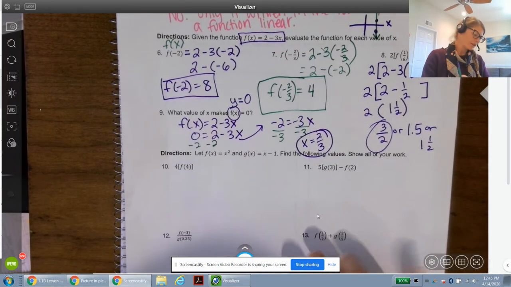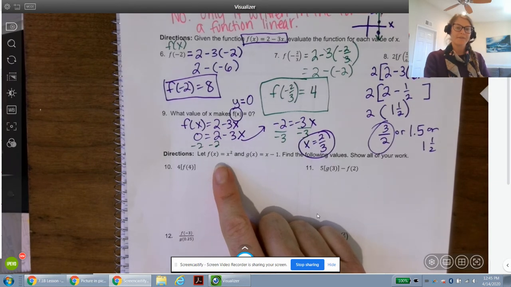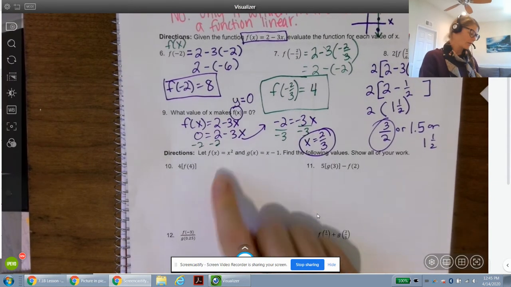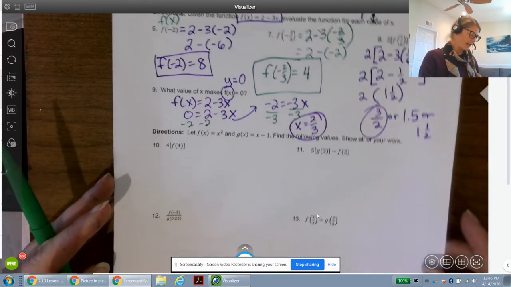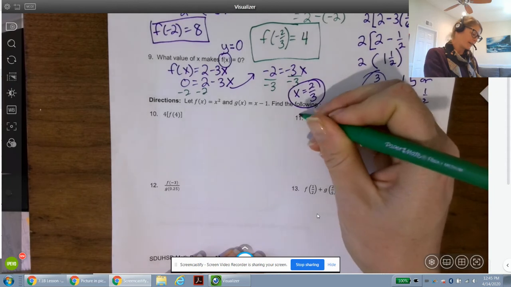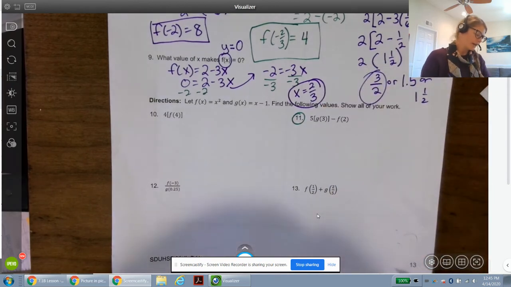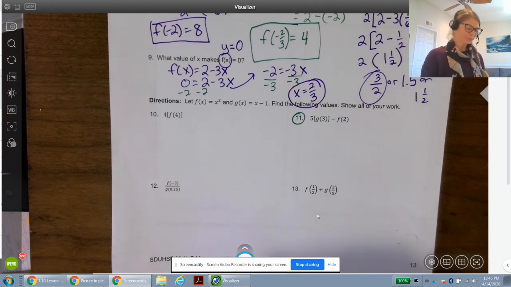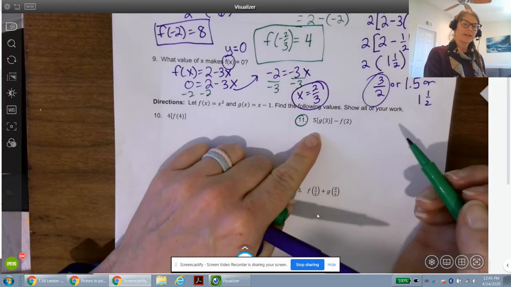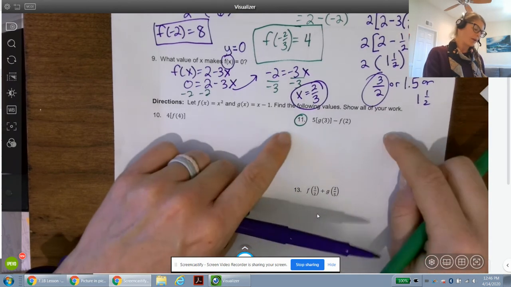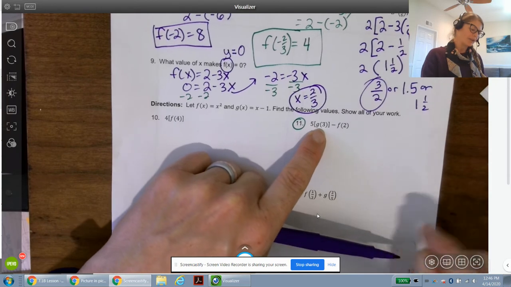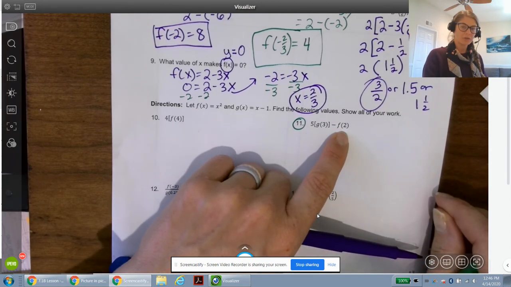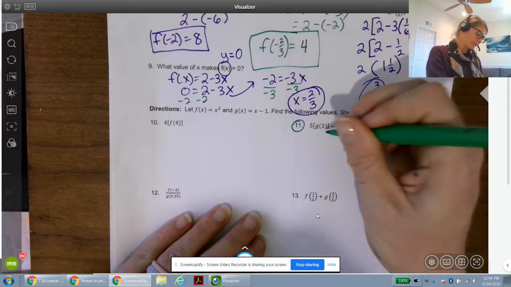Okay, so what we're going to do is I'm going to give you two functions, f of x and g of x, and we're going to evaluate 10, 11, 12, and 13. I'm going to help you out with 11, and then you're going to do 10, 12, and 13, and we'll see how you do. There's a couple ways we can do this. We can write it out as one big expression, just like I did up here, or we can, to the side, find g of 3 and find f of 2, and then substitute those values in.